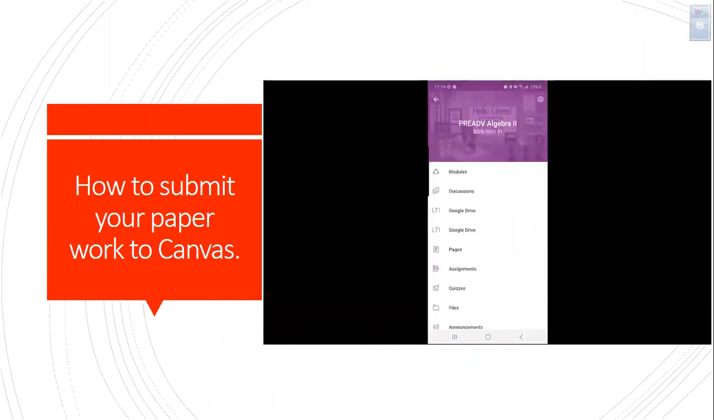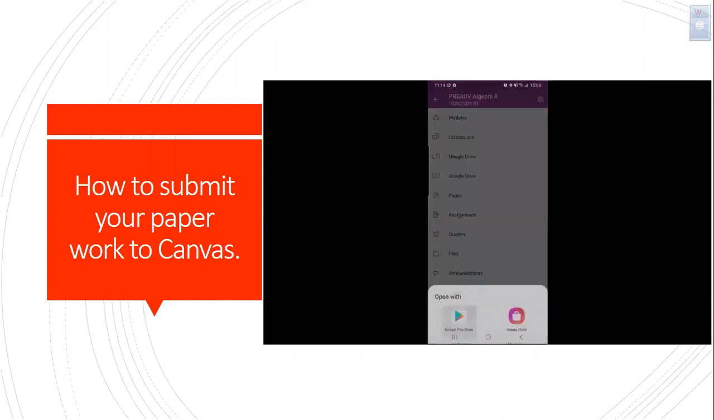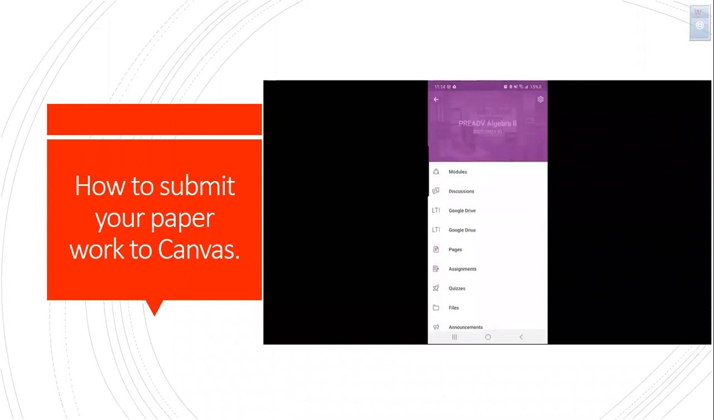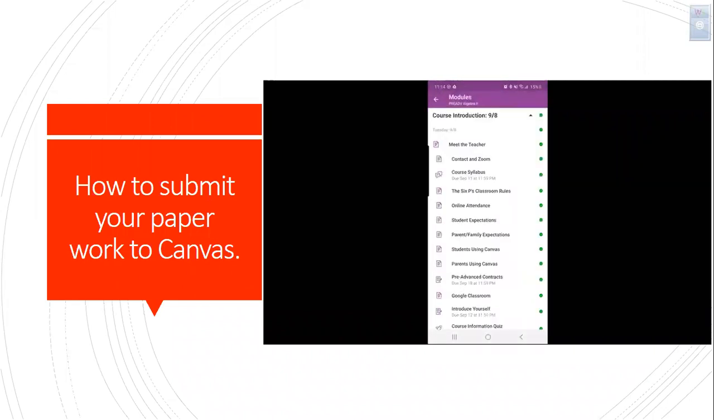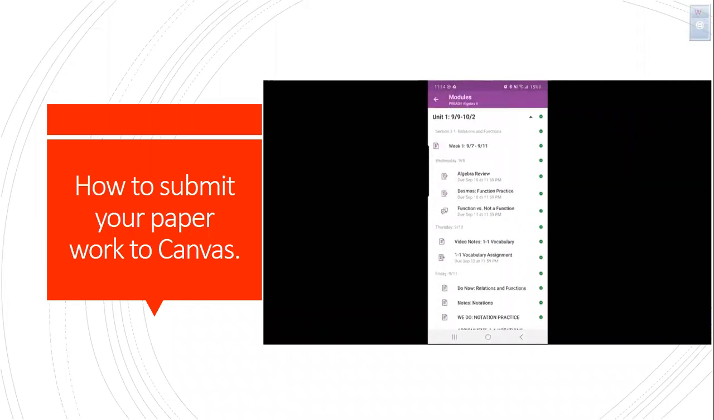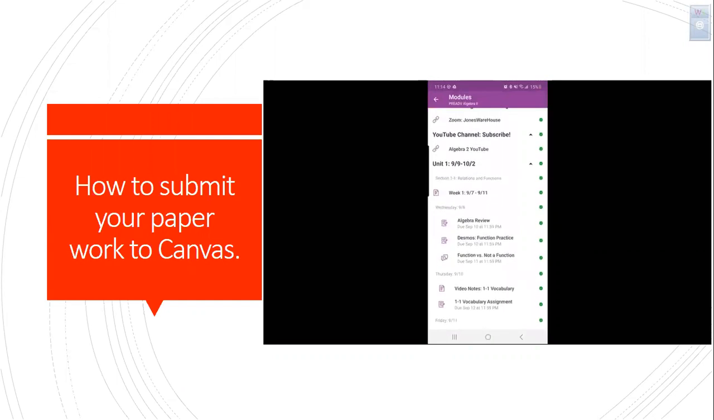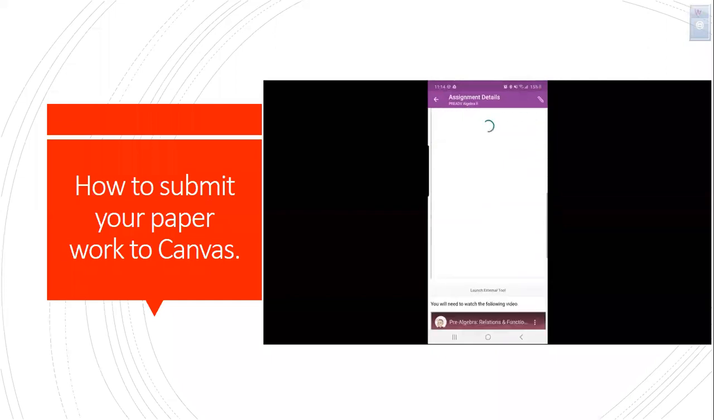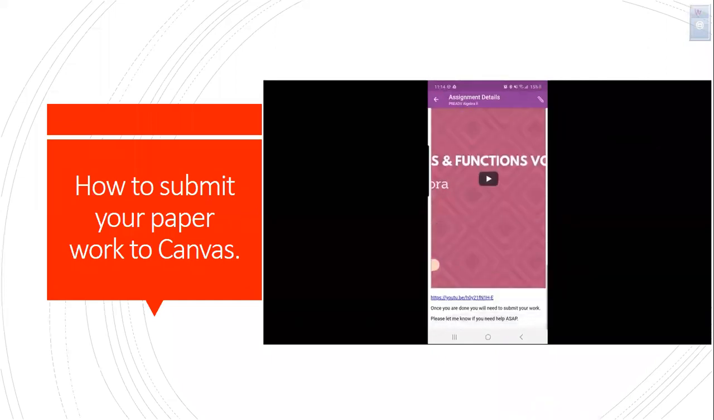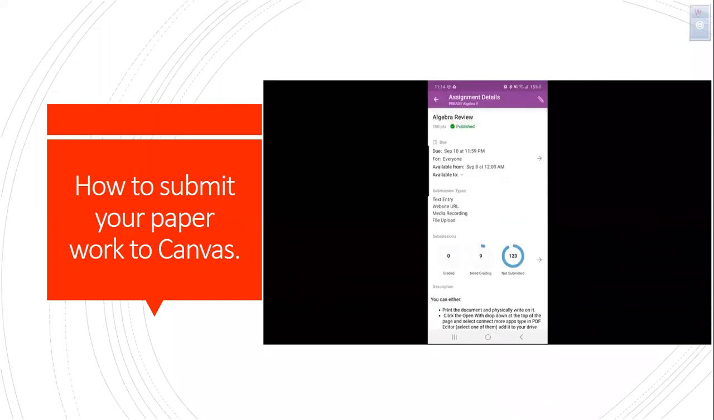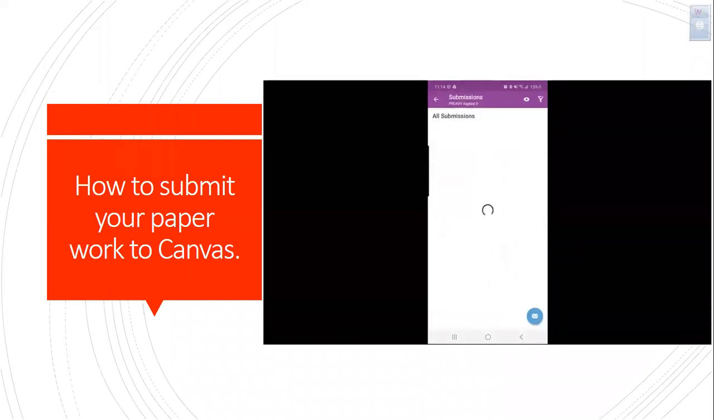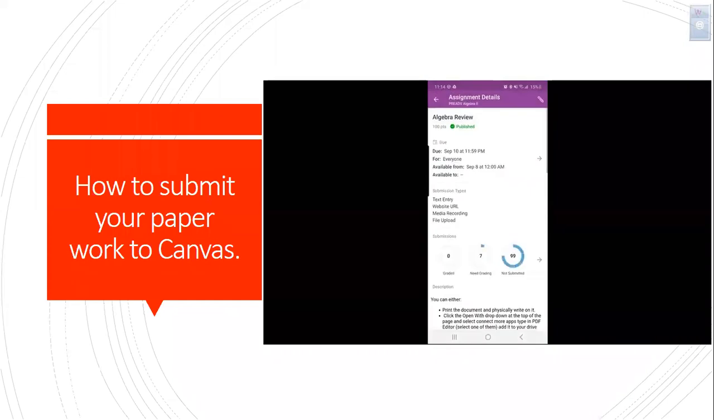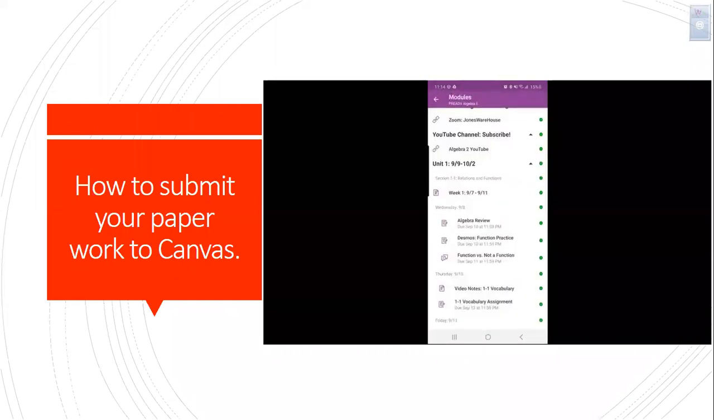So I went to my Canvas app. And if I was a student, I would go to my module. I would go to the assignment that I need to load it to. So let's just say I need to load to my algebra review. I would go to wherever the submission is, submit it. I've already pretend submitted here. But then you're able to submit the document, and then you're done.